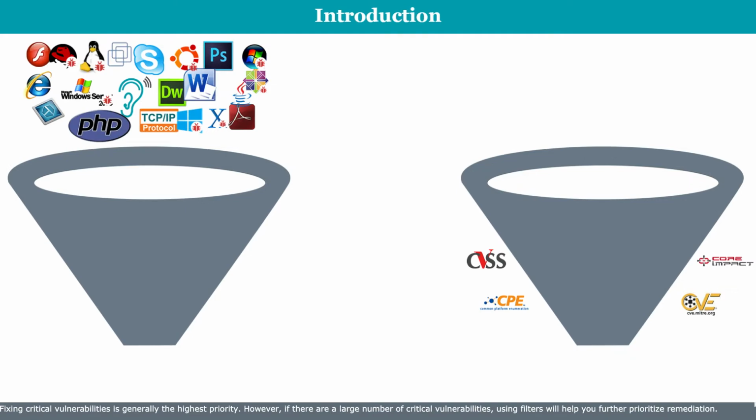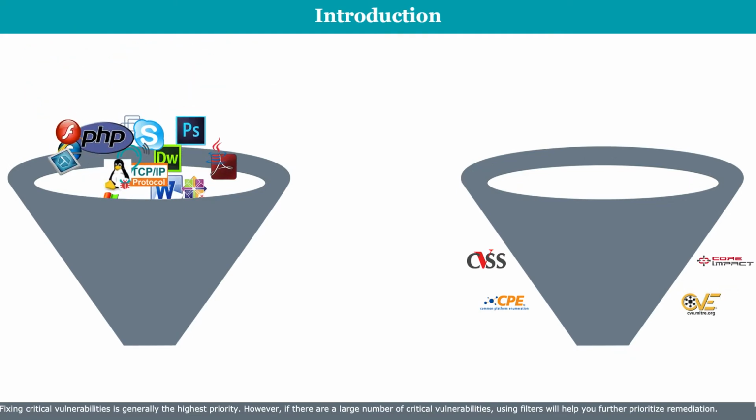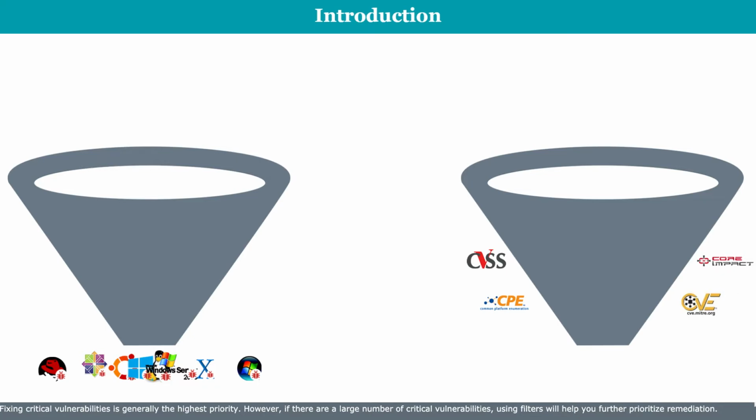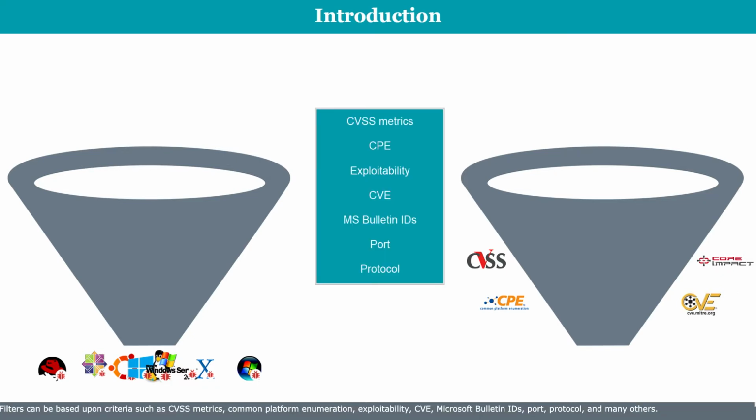Fixing critical vulnerabilities is generally the highest priority. However, if there are a large number of critical vulnerabilities, you can filter using CVSS metrics, common platform enumeration, exploitability, CVE, Microsoft Bulletin IDs, port, protocol, and many others.